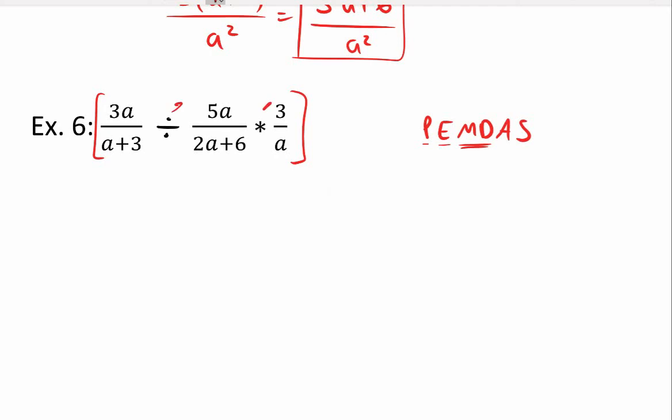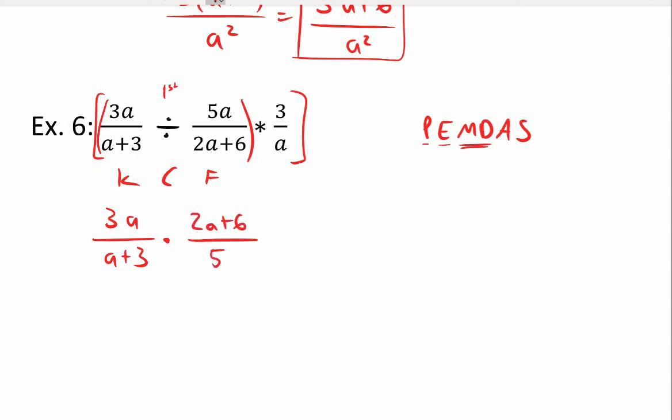Multiplication and division need to be done at the same time from left to right, which means that I'm going to do this division first. So I'm going to divide these two expressions first, then multiply that result by 3 over a. So be careful here. If I'm doing this division first, inside of the parentheses, I would do keep, change, flip. So I have 3a over a plus 3. Change that to multiplication. And then flip the second fraction, so I'd have 2a plus 6 over 5a.